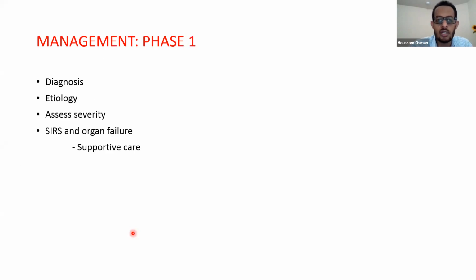So in phase 1, we need to make sure that we diagnose the pancreatitis correctly. We need to identify the etiology. We need to assess the severity. We need to understand that in phase 1, we're mostly dealing with SIRS and organ failure, and the treatment for that is generally supportive care.